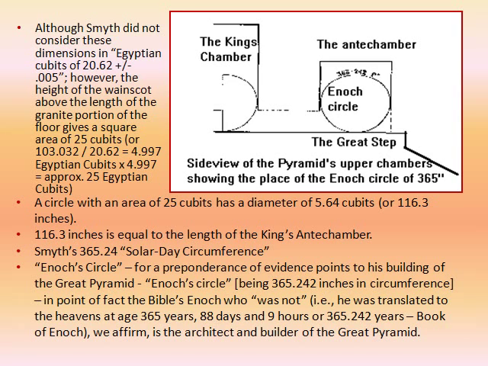Although Smythe did not consider these dimensions in Egyptian cubits of 20.62 plus or minus 0.005 inches, the height of the wainscot above the length of the granite portion of the floor gives a square area of 25 cubits, or 103.032 divided by 20.62 is equal to 4.997 Egyptian cubits times 4.997, which would approximate 25 square Egyptian cubits.